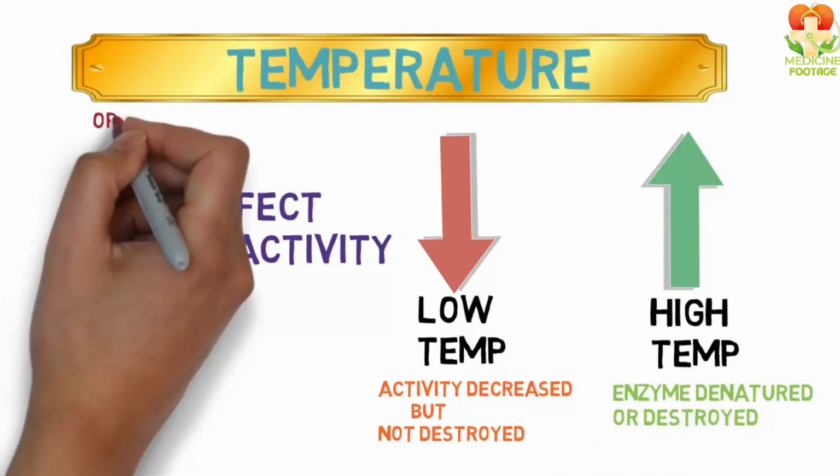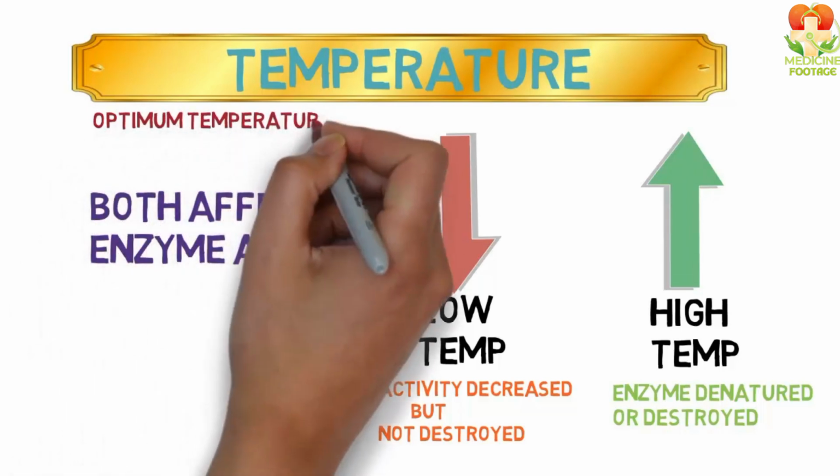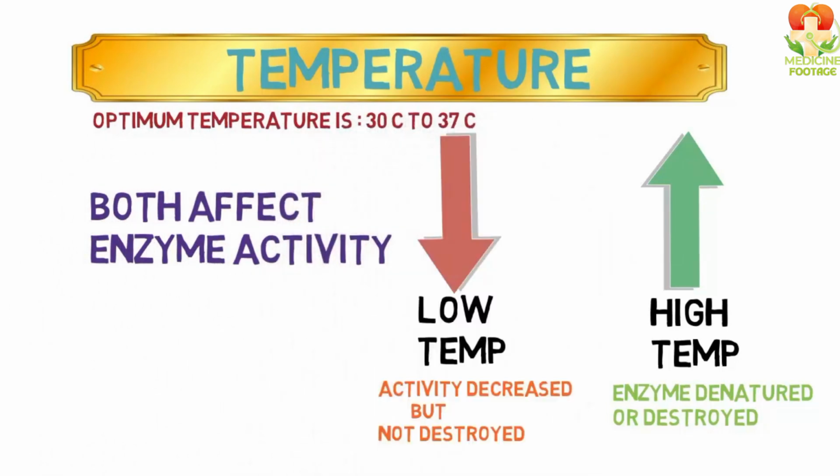So, an optimum temperature is necessary for all enzyme activity. The normal optimum temperature is between 30 and 37 degrees Celsius.